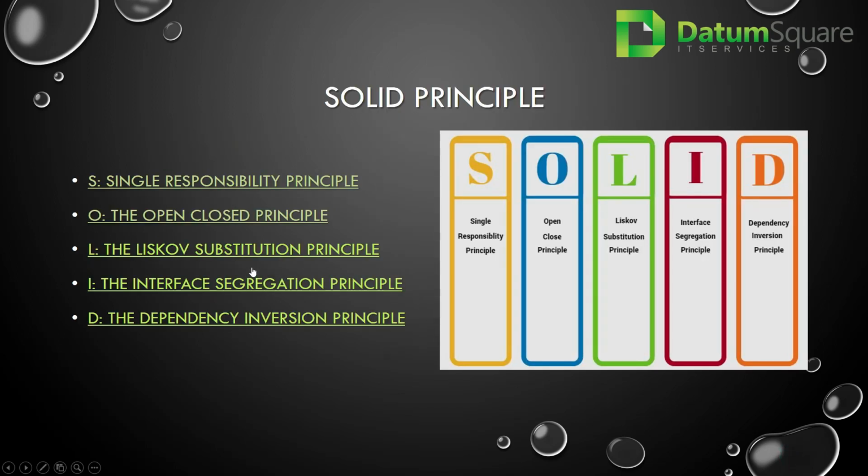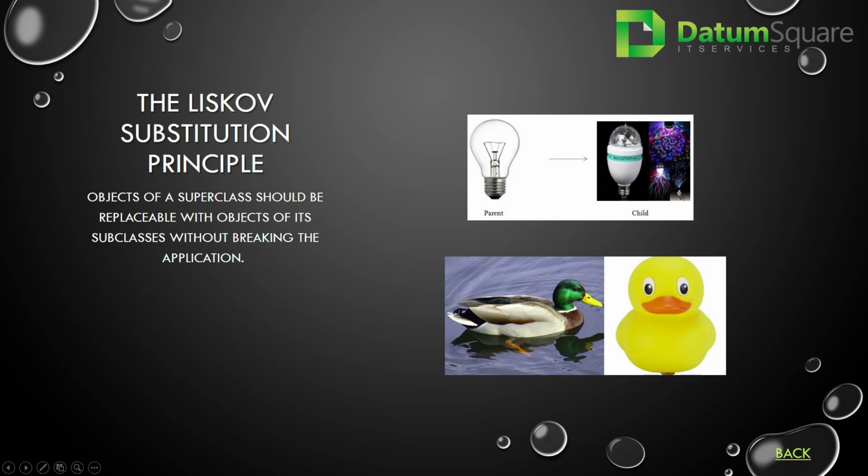Our third principle is the Liskov substitution principle. Objects of a superclass should be replaceable with objects of its subclasses without breaking the application. Let's have some real-life examples. Your father wanted you to fix the main gate light bulb, but you gave him disco vibes instead. He won't be happy. In the second example, you fed your neighbor's pet duck spoiled bread, and now it's dead. You decided to replace it with a toy duck. He won't be happy either.